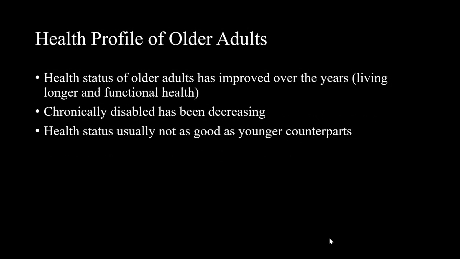As I've mentioned earlier, the health status of older adults has improved significantly over the years. So not only are they living longer, but their functional health has been better too. So functional health is the ability to walk, to cook for yourself, to go to the grocery store, things of that nature. And we also see that the chronically disabled have been decreasing. However, the health status is usually not as good as their younger counterparts, right? So it makes sense. Someone who's 80 is not going to be as healthy as someone who is 40.